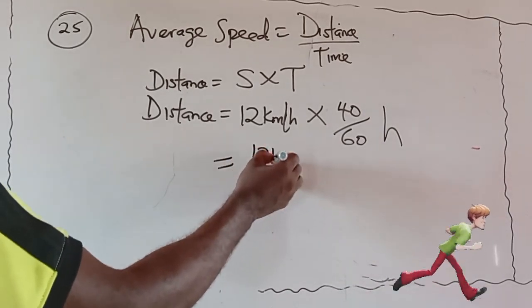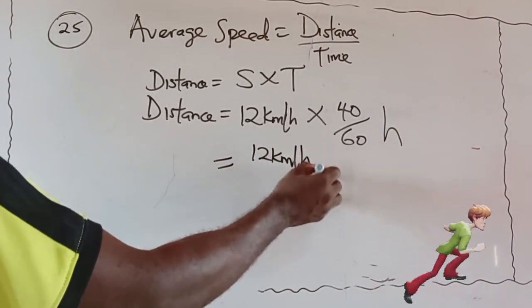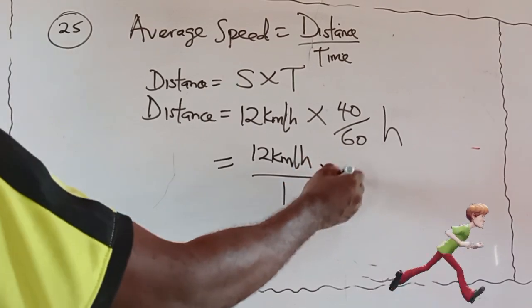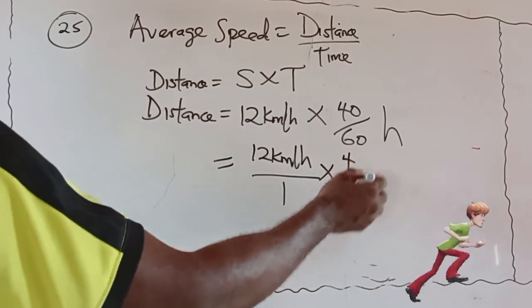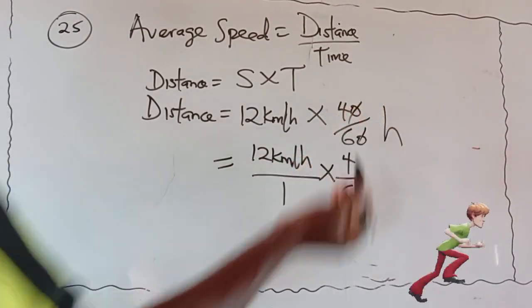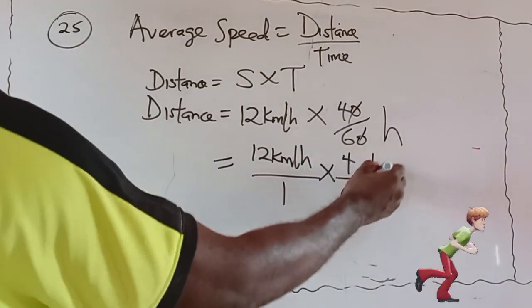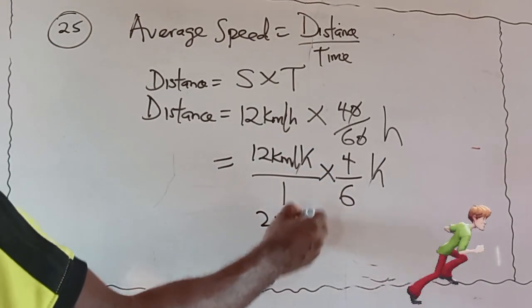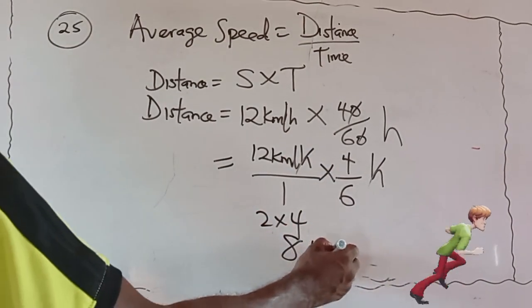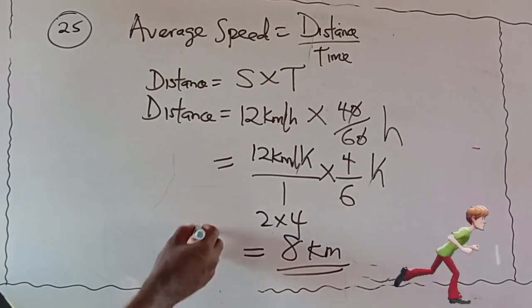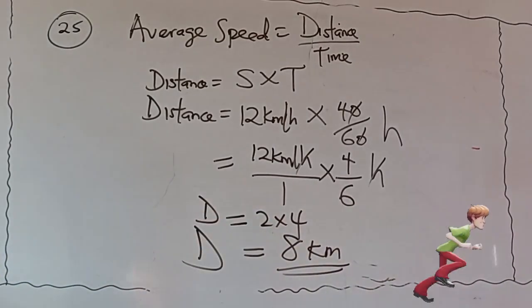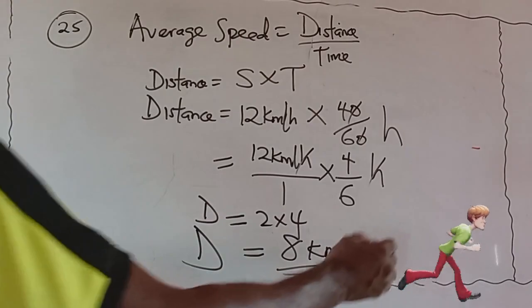So don't forget 12 km per hour over 1 multiplied by 4 over 6, because 0 has cancelled 0. Don't forget that we put h there as our hours. So h cancels h. Kilometer stands alone. So that will be 2 times 4. We have 8 kilometer. That is your distance. Oh, let's check the option. Are we correct? Let's go and check it. Oh, we are correct.